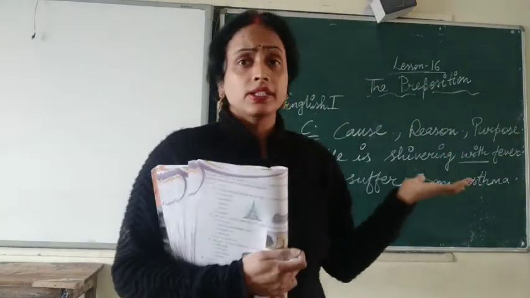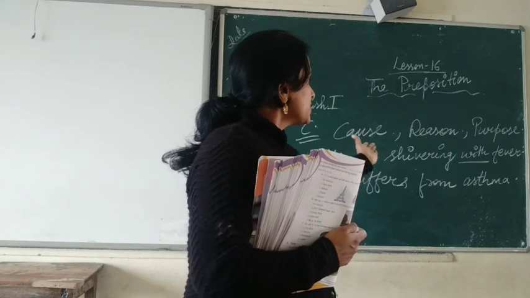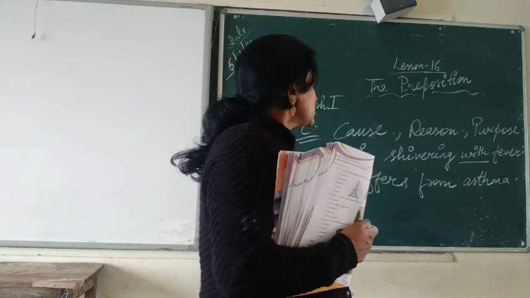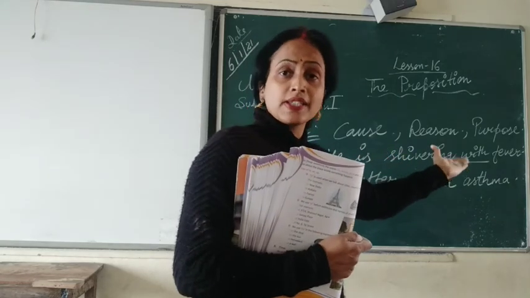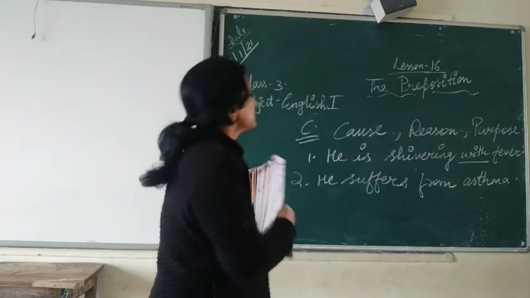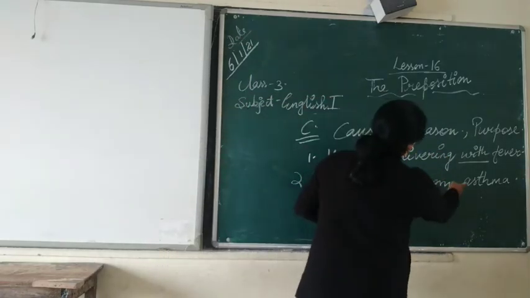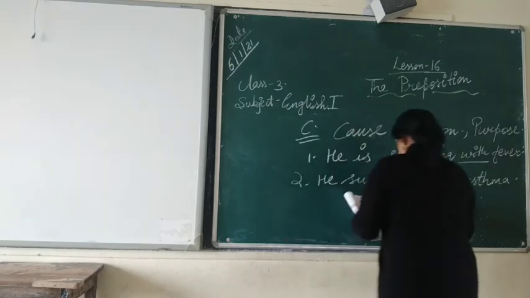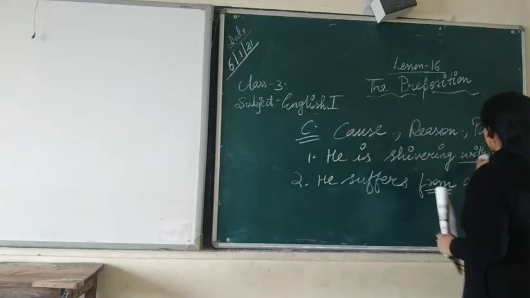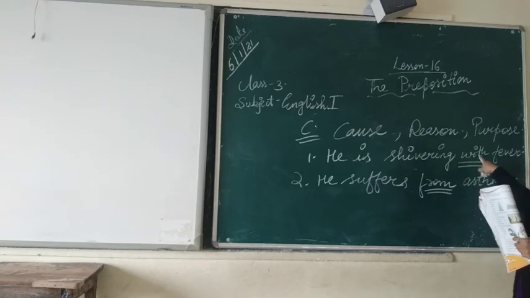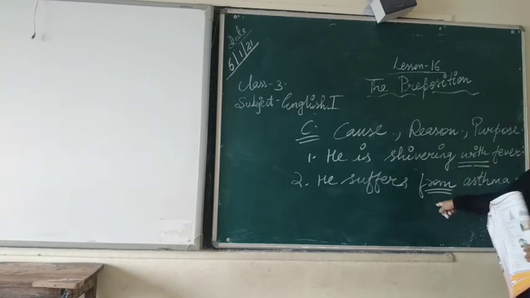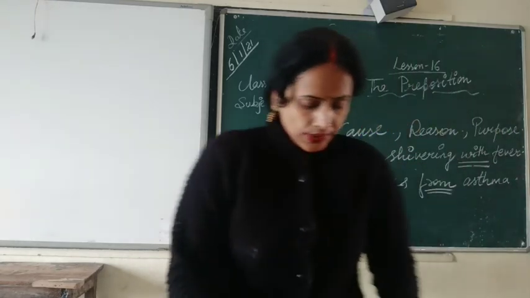This is the cause which he suffers from. This reason, this is the cause which he suffers from. So this is cause, reason, purpose. And what is the preposition here? That is "from". So the preposition here is "from", in this sentence "with" and in this sentence "from".